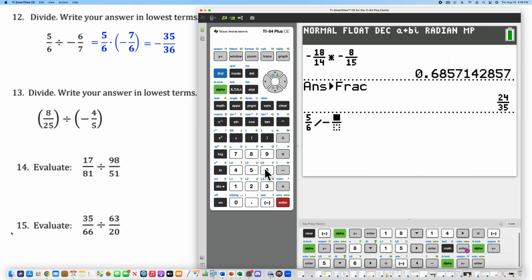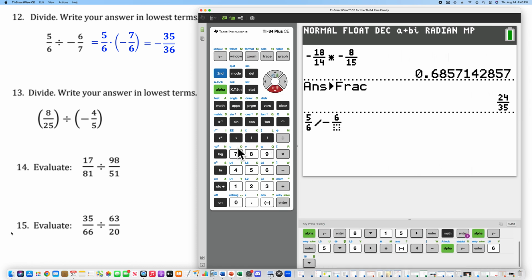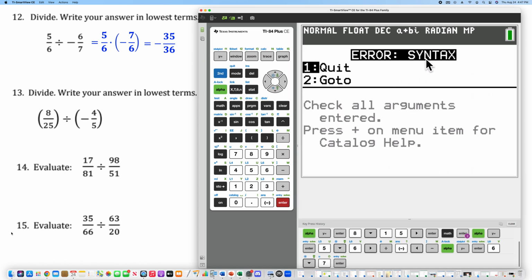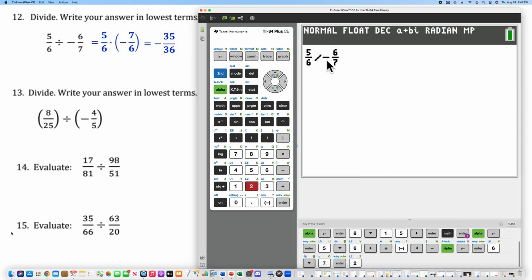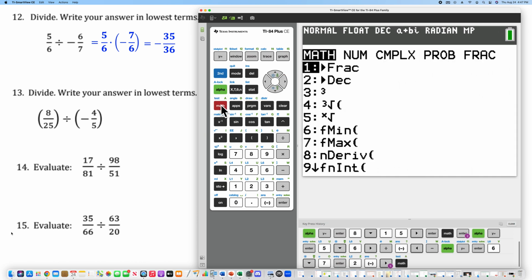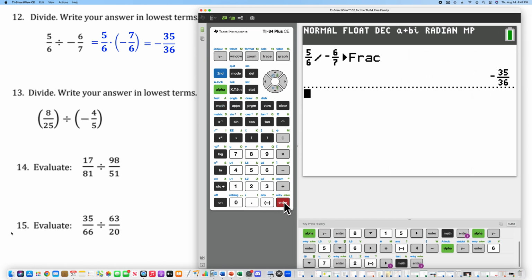All right, alpha y equals fraction, 6 over 7. I hit enter. It says syntax error here. Never hit the quit button. Hit the go to. So press number 2. It will put the cursor on the symbol it doesn't like. Oh, that's the minus sign. Okay, change it to a negative. All right, now, with this fraction typed in, you saw last time we had a decimal, you can hit the math button and ask for it to return your answer as a fraction right away. And there's my negative 35 over 36.